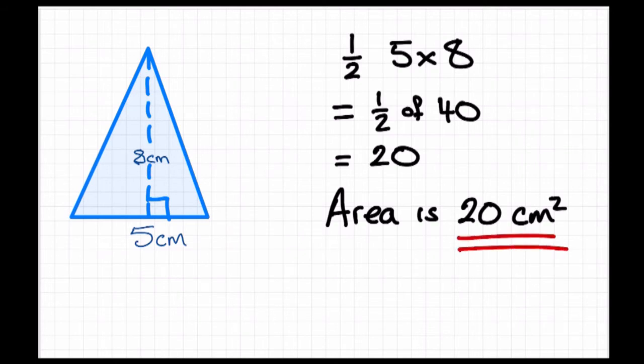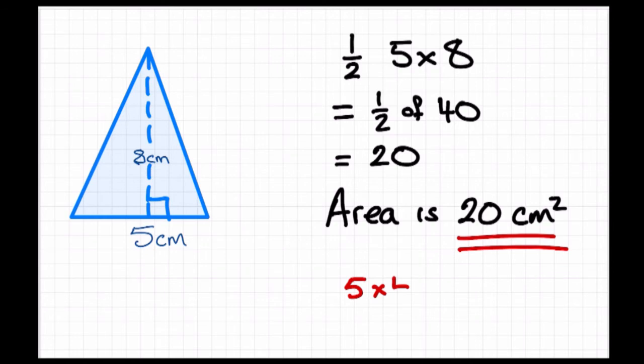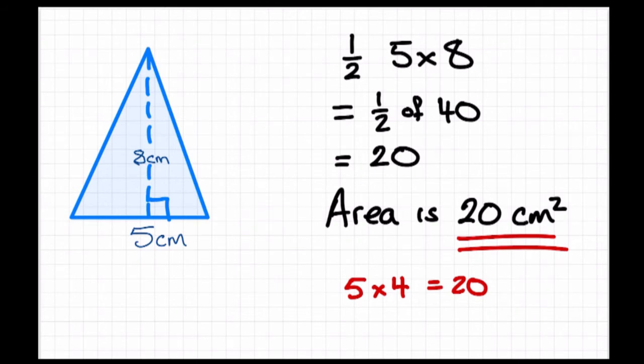Now, what we've done is we've multiplied the base by the height and then we've halved the answer. But what I could have done is halved either the base or the height before I do the multiplication. So another way of doing this would have been the base times half of the height, and that would still have given me the answer 20. So sometimes it makes the maths a little easier if the numbers are lower, so you can halve one of the numbers, just one of them, before you do the multiplication, rather than halving the product.